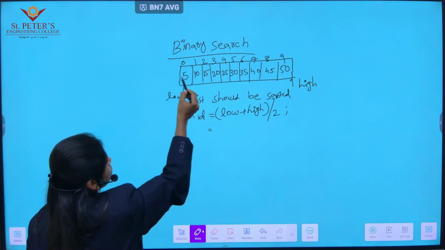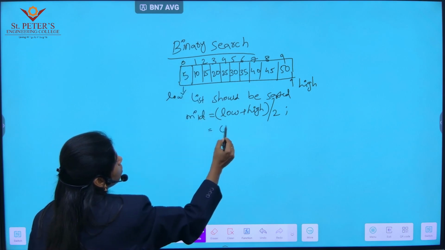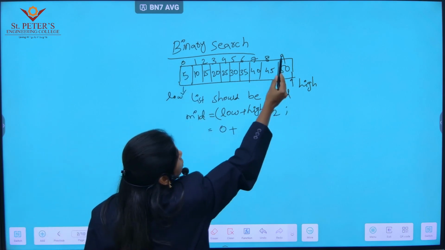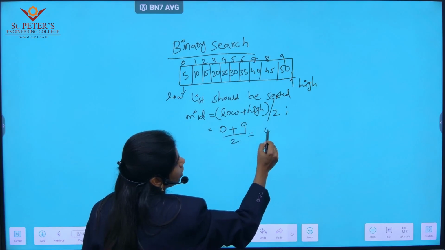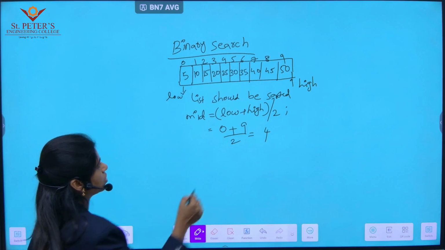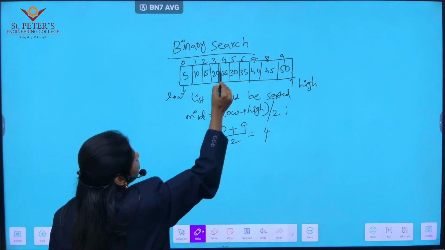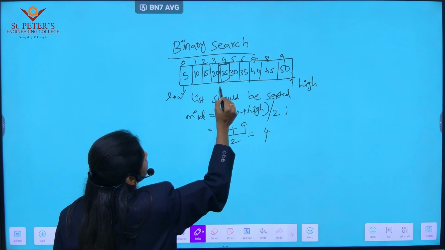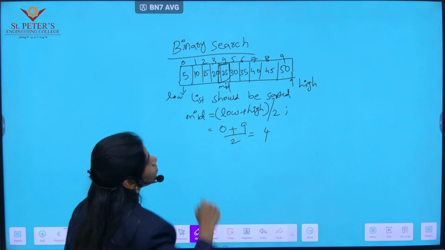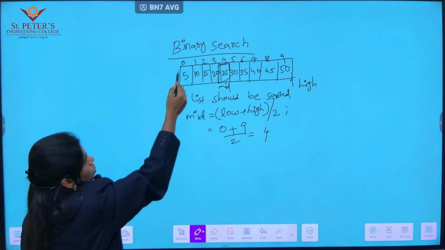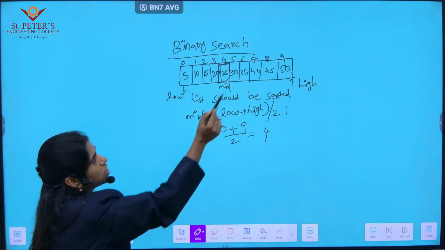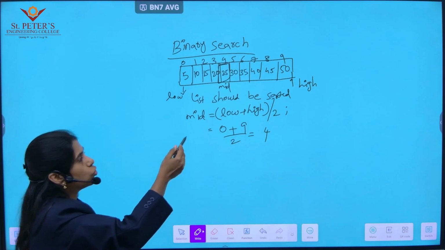What is the low position? 0. What is the high position? 9. So 9 by 2 is 4.5, but we will take only the integer position, that is 4. So assume this is our mid element. The low position is 0, the high position is 9, and the mid position is the 4th position.